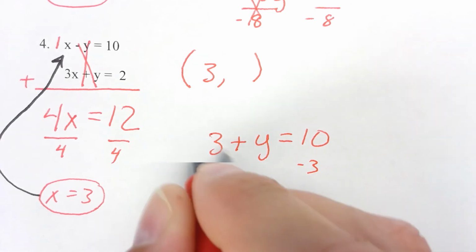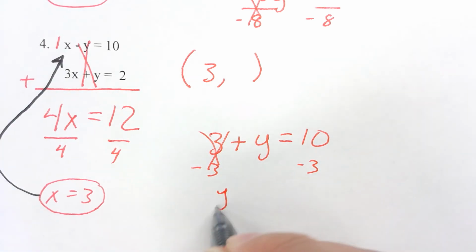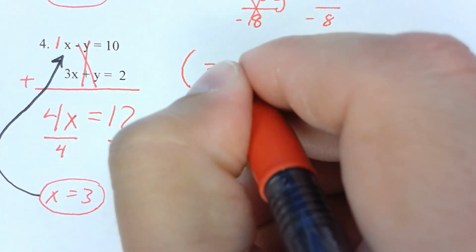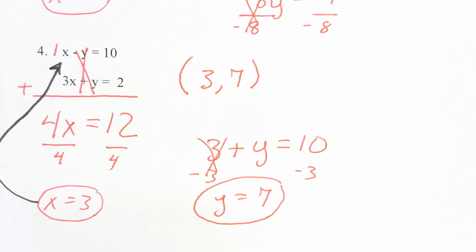Subtract this 3. It's a like term over here. That's gone. Y equals 7. So I find out my point is (3, 7), and you're done. Again, these are pretty easy to start with. We will build on these.